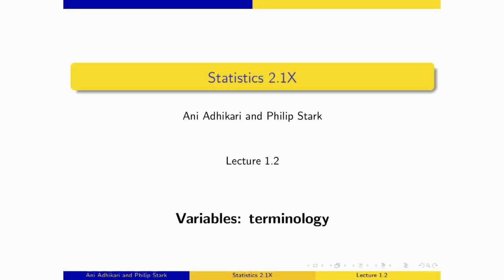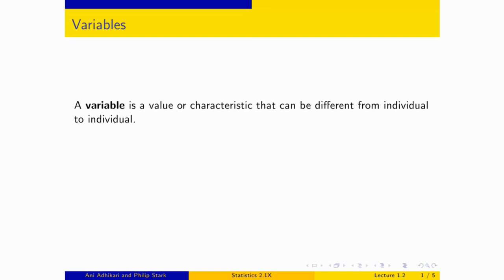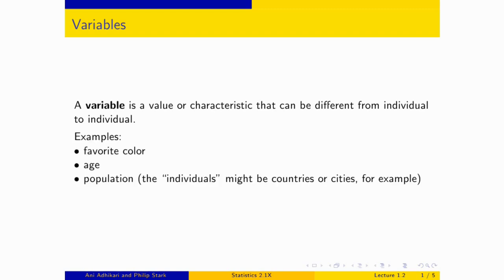I used the term variable in that previous section, and since variables are what we're going to be studying, let's take a few minutes to examine what they are. A variable, not surprisingly, is something that varies. It's a value or a characteristic that can be different from individual to individual. For example, if you ask a group of people their favorite color, you'll get answers that vary.